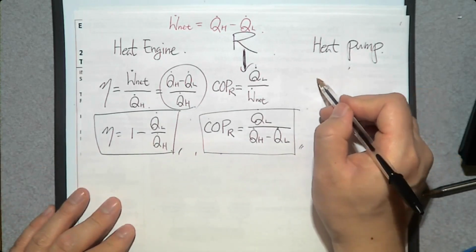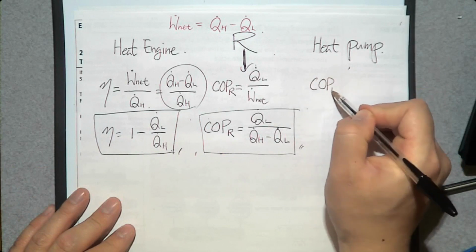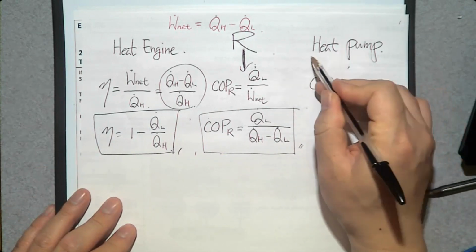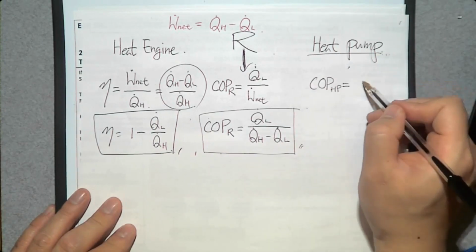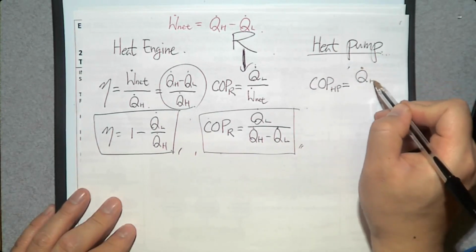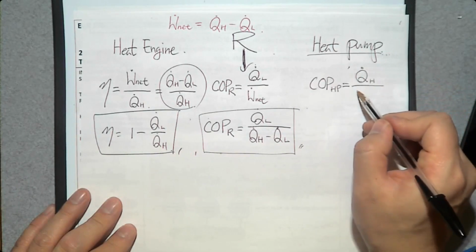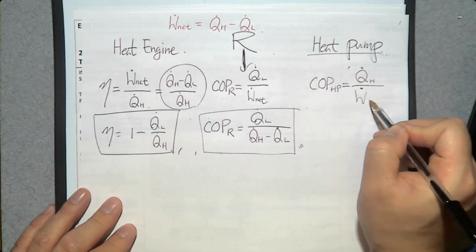What about the heat pump? The COP of a heat pump can be determined by the desired output. Why do we run a heat pump? To heat the inside, Q dot H. And to make that happen, to heat the inside, what do we need to sacrifice? The mechanical power.